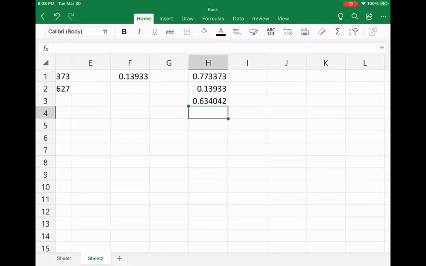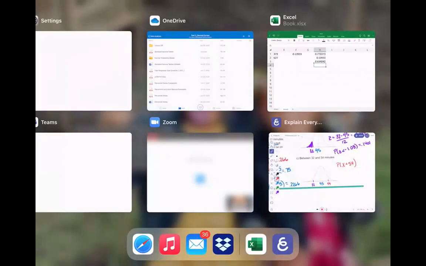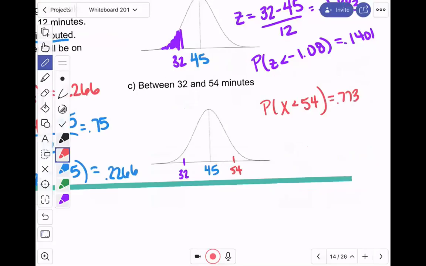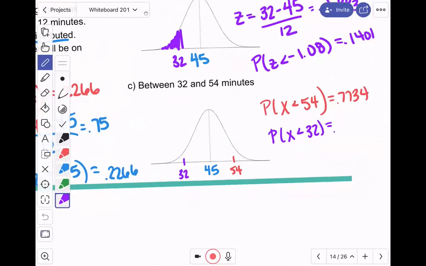So the probability that X is less than 54 first was 0.7734. The probability that X was less than 32 was equal to 0.1393. And then I just subtract these two values.